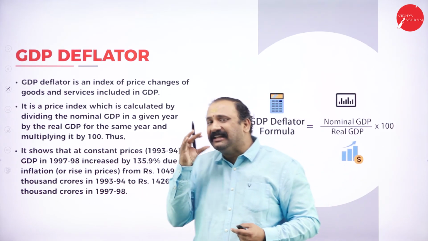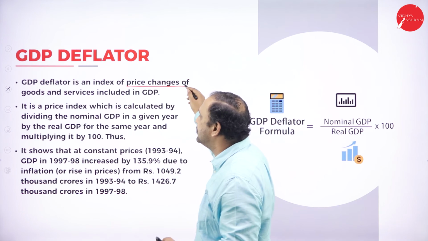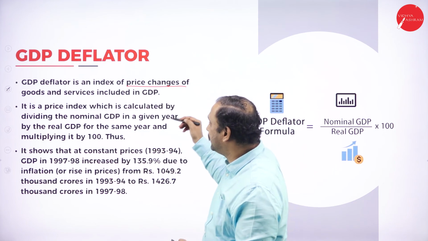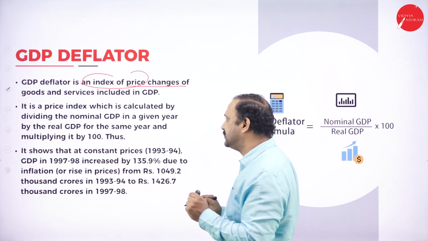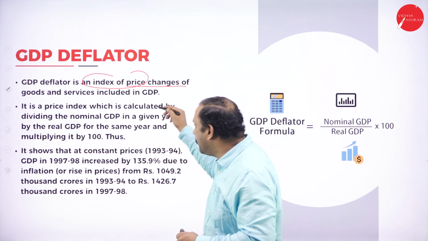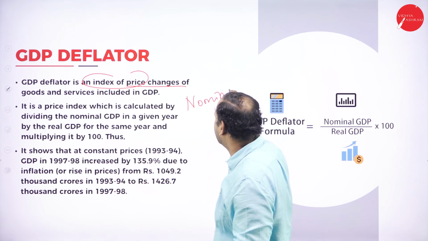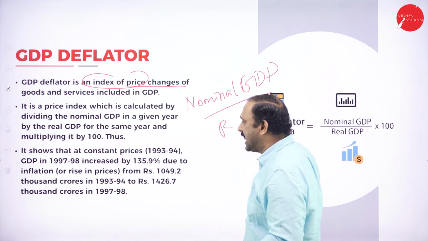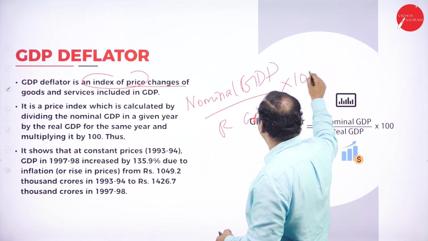Now, the GDP deflator. What do we mean by the word deflator? A deflator is an index of price changes of goods and services that are included in the GDP. So this is very important. It's an index of price, a collection; an index is a movement that you are going to see. It is a price index calculated by dividing the nominal GDP by the real GDP of the same year and multiplying it by 100. So when you multiply this by 100, you will get the values here.